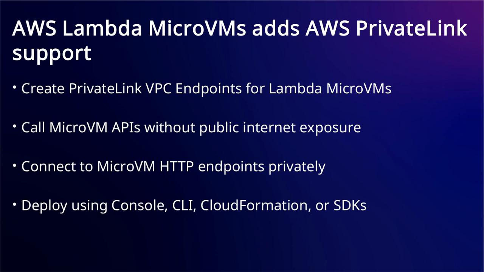Regulated workloads in financial services, healthcare, and government require strict network isolation and cannot expose traffic to the public internet when communicating with AWS services. You can now create PrivateLink VPC endpoints in your VPC to establish private connectivity to Lambda MicroVMs. This enables you to call MicroVM APIs to create images or launch MicroVMs without traffic traversing the public internet. You can connect to each MicroVM's HTTP endpoint through these private connections, ensuring your data remains within your VPC boundary.